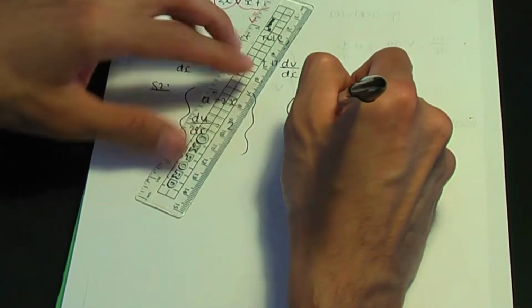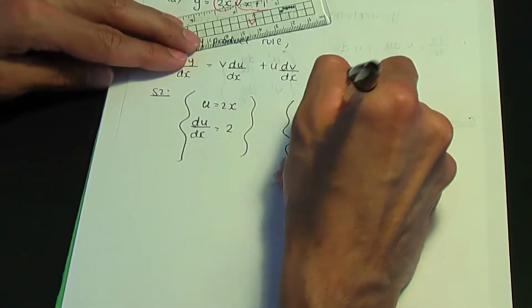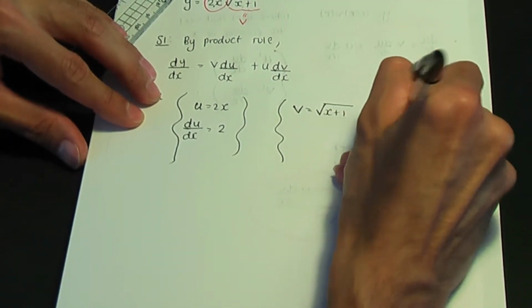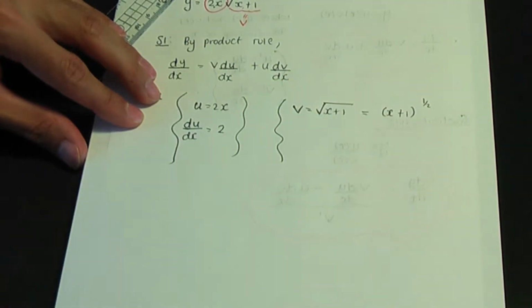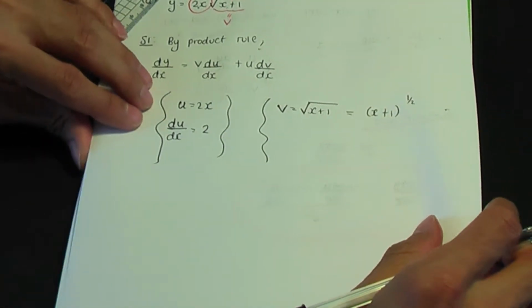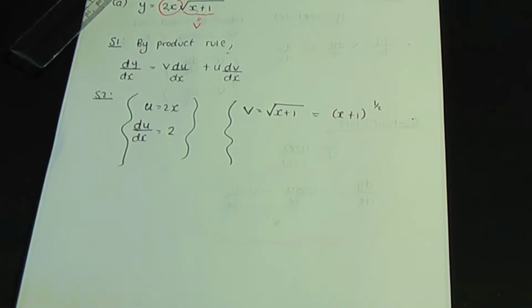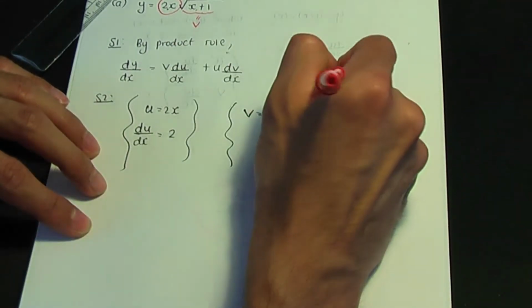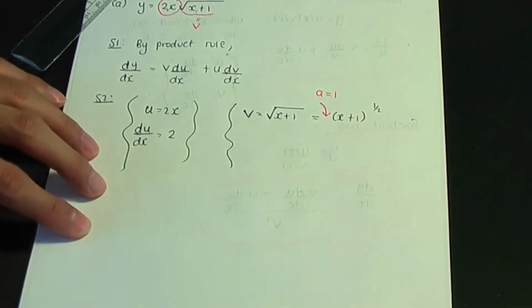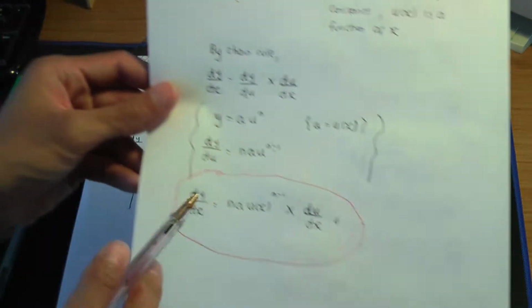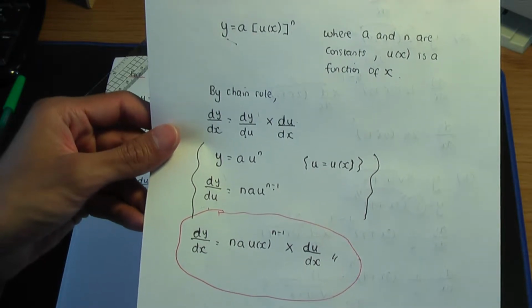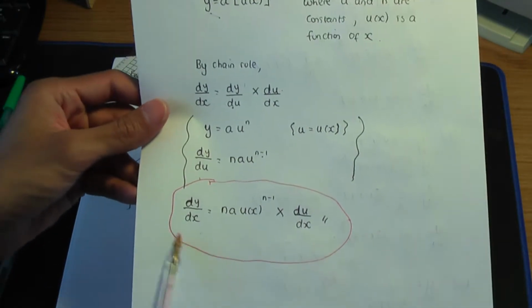v is the root of x plus 1, which is the same as writing x plus 1 to the power of half. Now, let's think about this one. The term in front of x plus 1, our a term, is 1. 1 is a constant, so I can apply this chain rule related result as we've seen in the previous video. So remember the results.